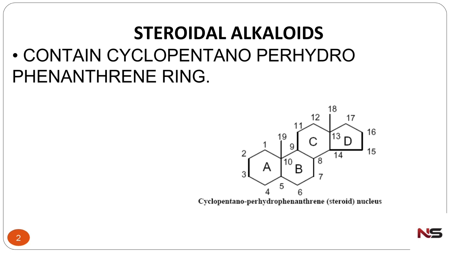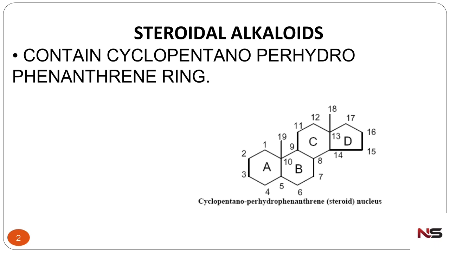Steroidal alkaloids contain the cyclopentanoperhydrophenanthrene ring. You can see here the structure of that ring. That is known as the steroidal nucleus. The phenanthrene ring is the three benzene rings, and also one cyclopentane ring. It's the cyclopentanoperhydrophenanthrene ring.